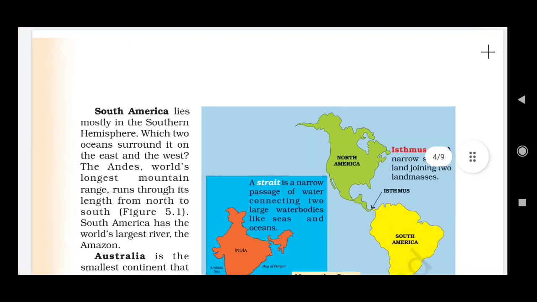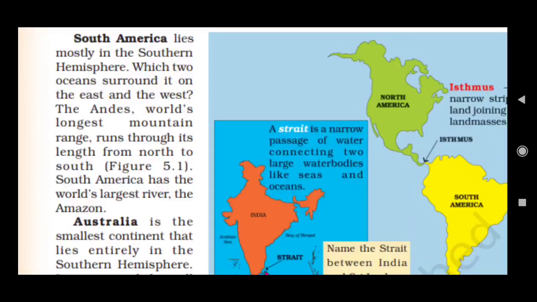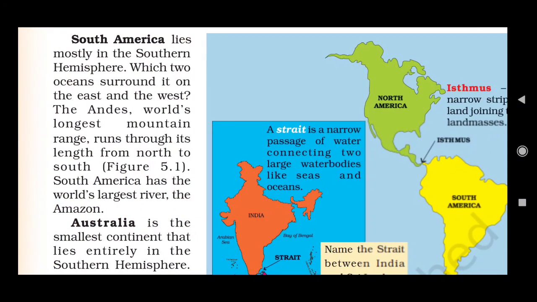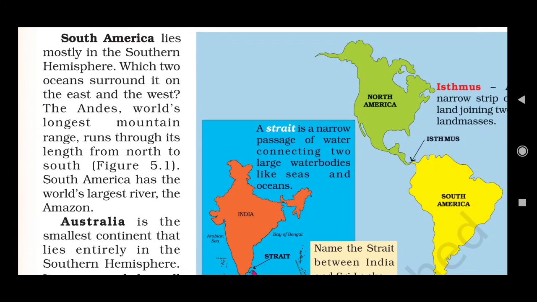South America lies mostly in the southern hemisphere, and 2 oceans surround it on the east and the west. The Andes, the world's longest mountain range, runs through its length from north to south. Figure 5.1. South America has the world's largest river, the Amazon River.